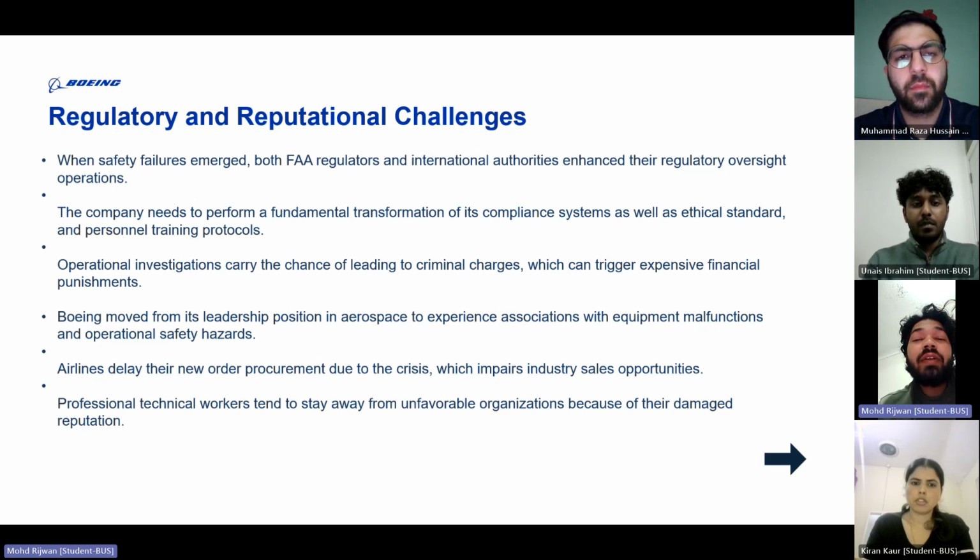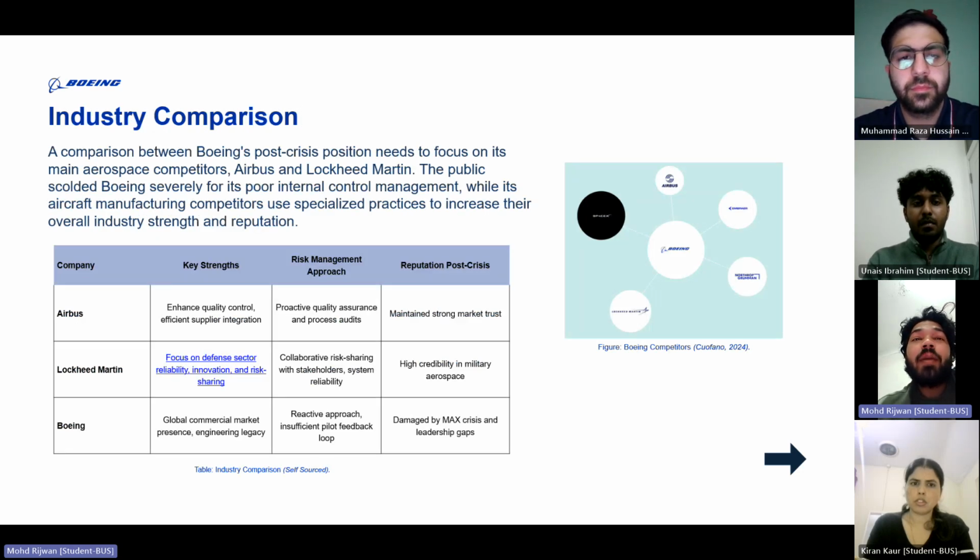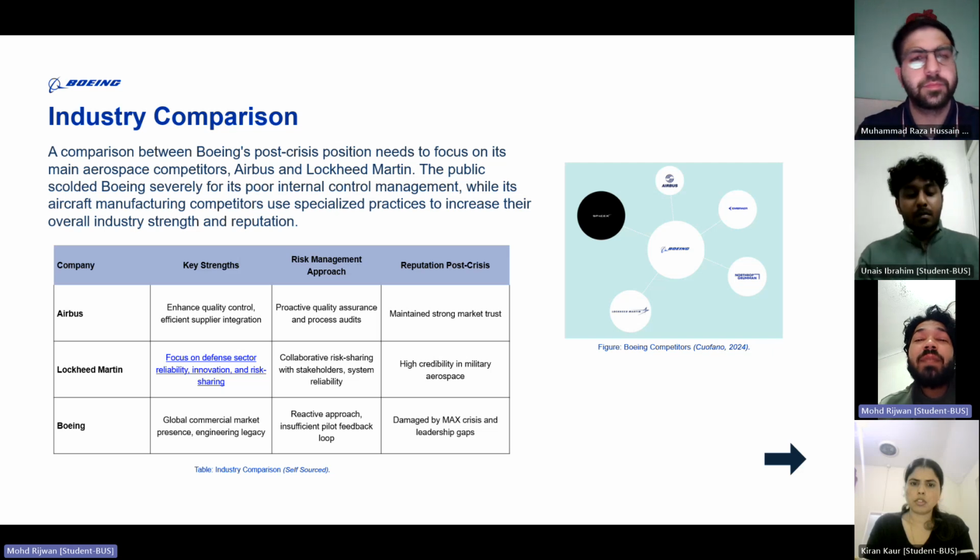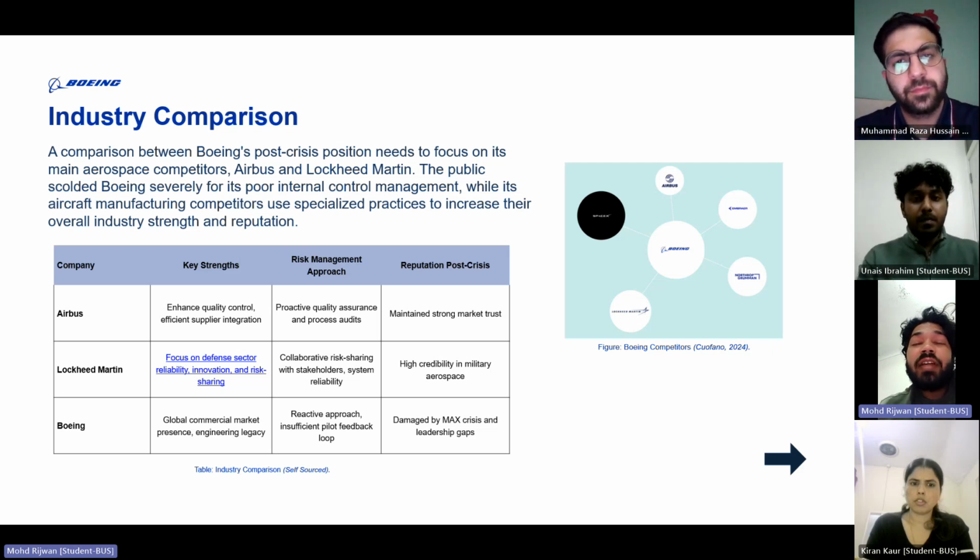Rebuilding credibility will take time and require action. And my next slide is industry comparison. In this slide, we compare Boeing with two of its major competitors, Airbus and Lockheed Martin, to understand how they manage risk and uphold operational integrity.